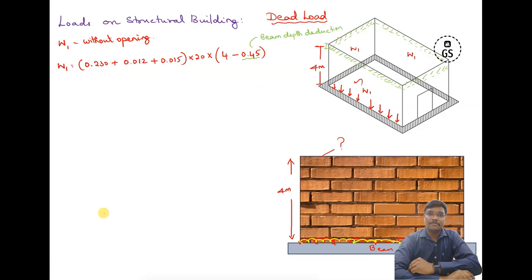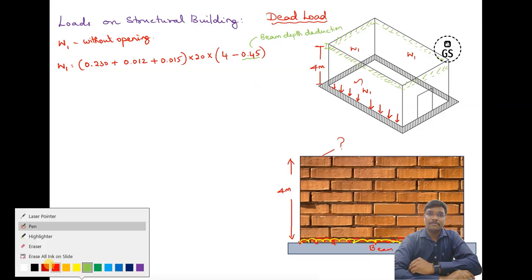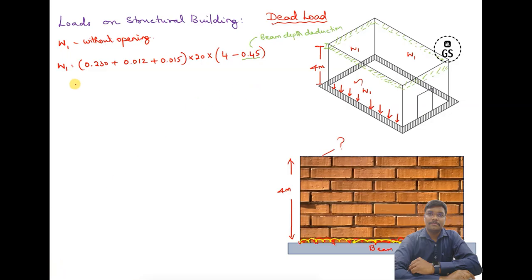So now work this out. When you calculate this value, we'll come to know that it is 18.2 kilonewton per meter. This is the load which is going to act on this wall. So when I talk about this particular wall, this wall and a third one, all of these have a load which is going to act as 18 kilonewton per meter.